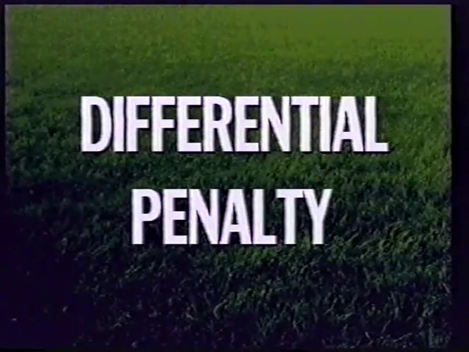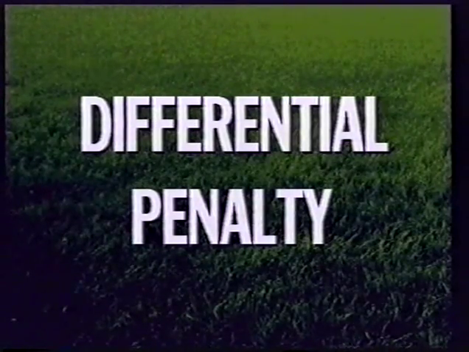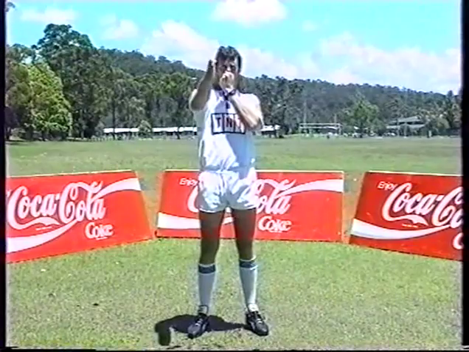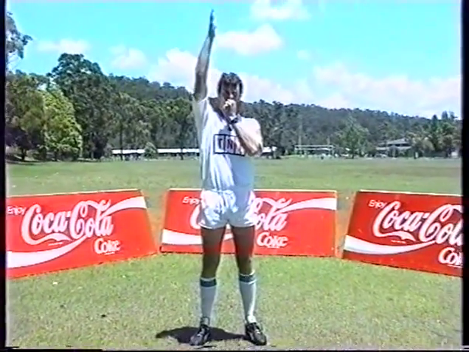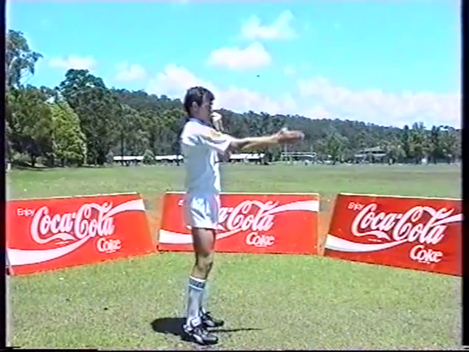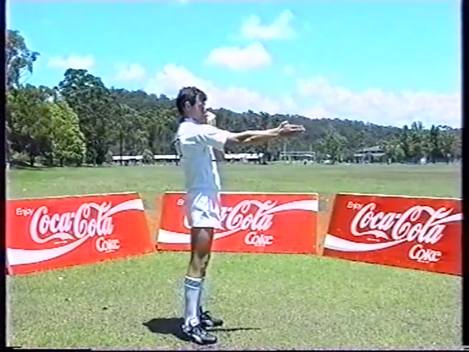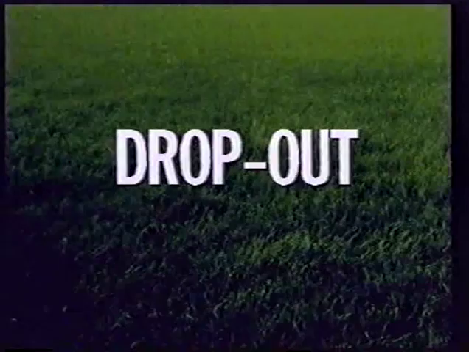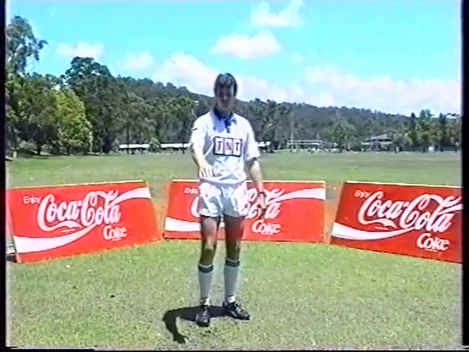Differential penalty. Extend the arm as for an ordinary penalty, then move the arm to the upright position. Perform this action twice, with the whole movement being continuous and decisive. Drop out. Point to the place from which the drop kick will be taken.